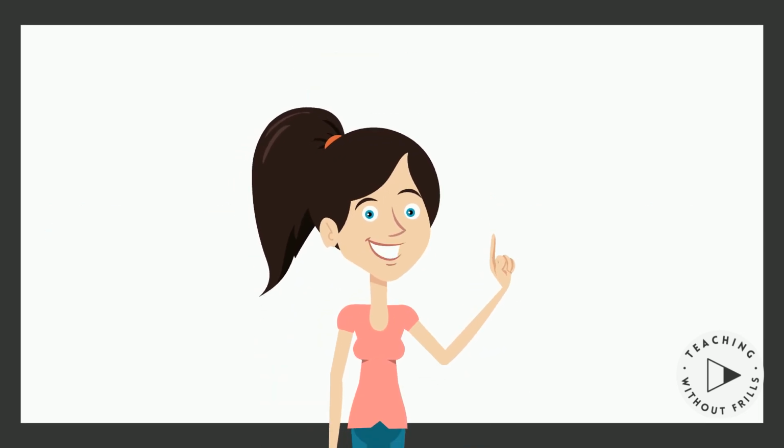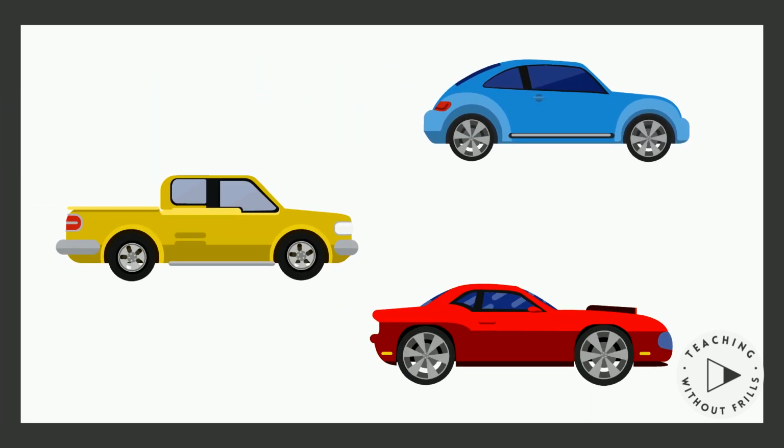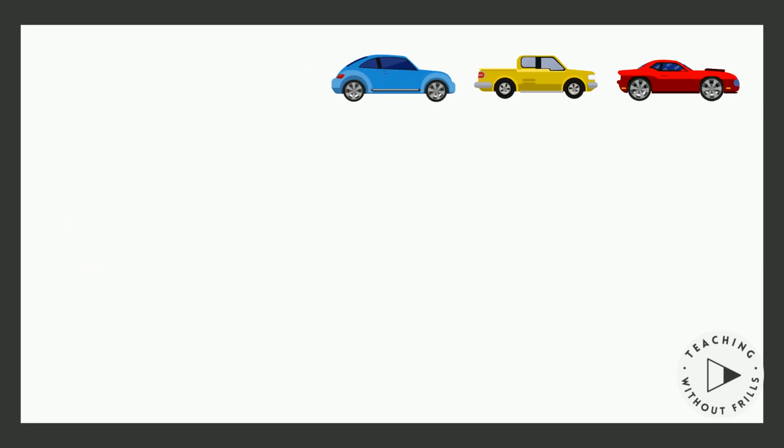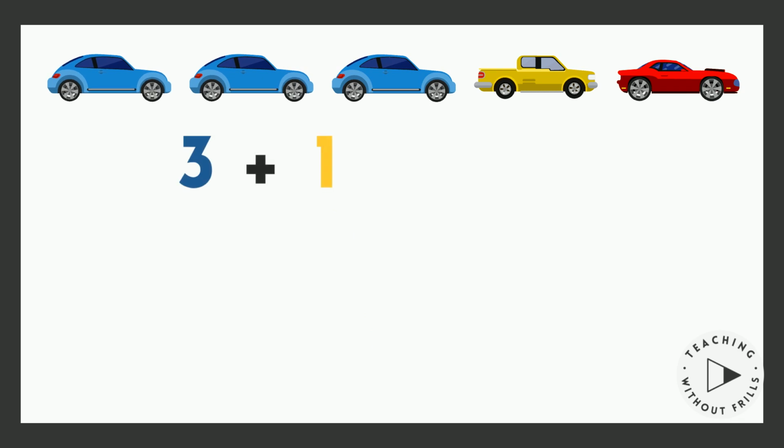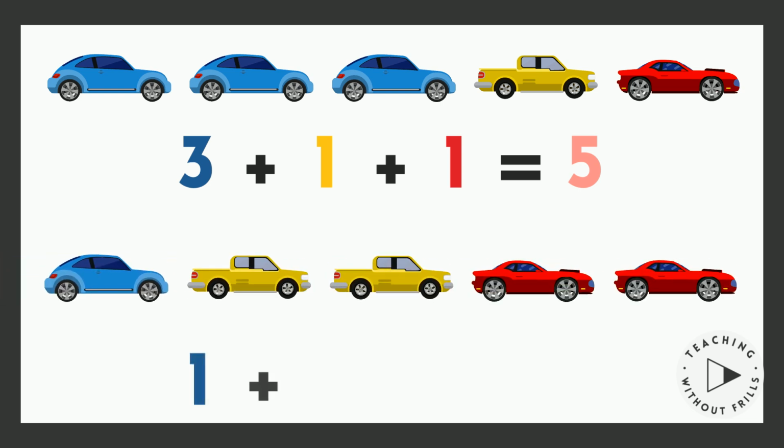Did you know that you can even add more than 2 numbers at one time? Let me show you. What if I had blue cars and yellow cars and red cars? I could still make 5, right? Let's see. I could do this. 3 blue plus 1 yellow plus 1 red equals 5. Or how about this? 1 blue plus 2 yellow plus 2 red equals 5 in all. Wow, there are lots of ways to make 5, huh?